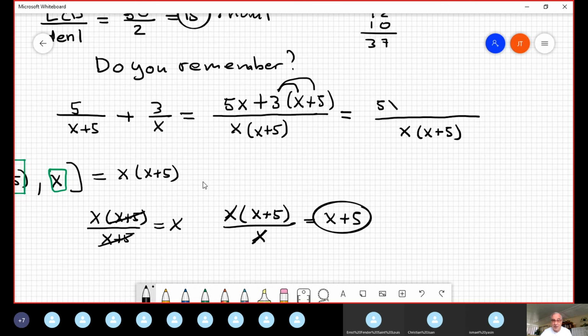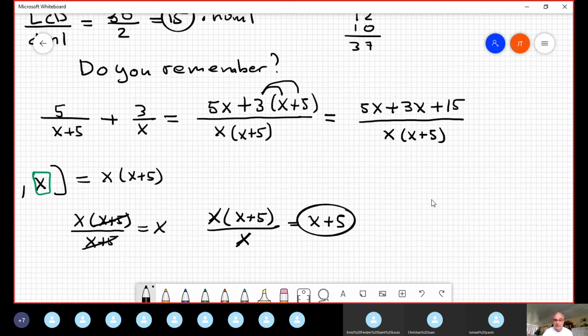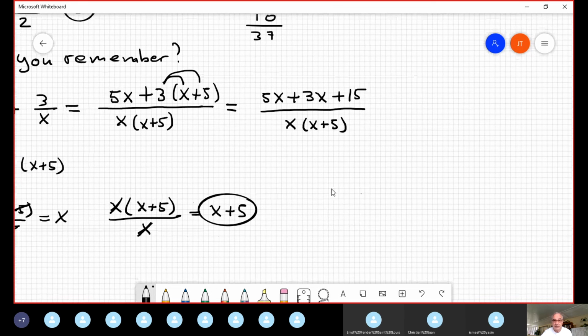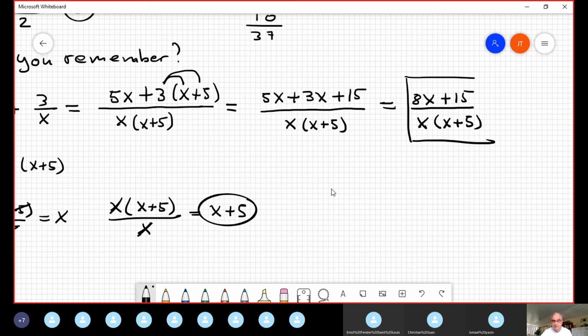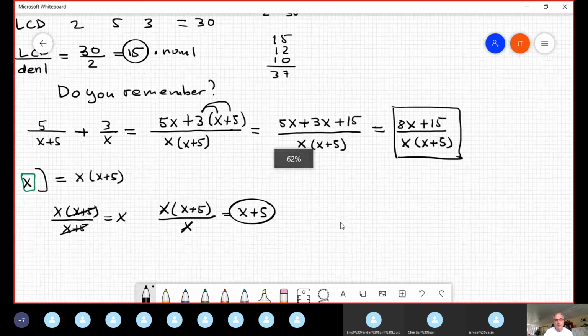Okay, 5x plus 3x plus 15, no? And we combine. 5 plus 3, 8x, plus 15 divided by x plus y. I suppose that is the final answer. Too complicated, eh? Or no?